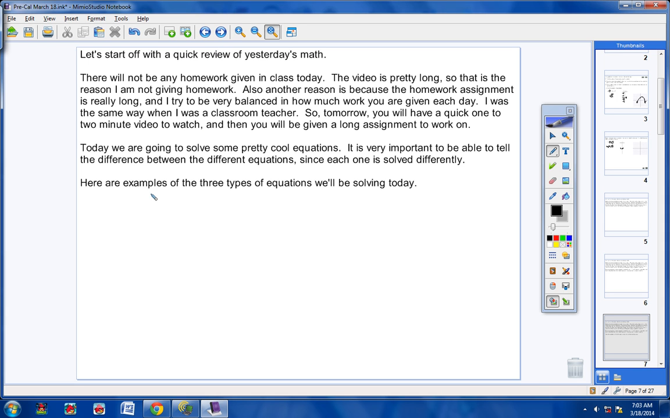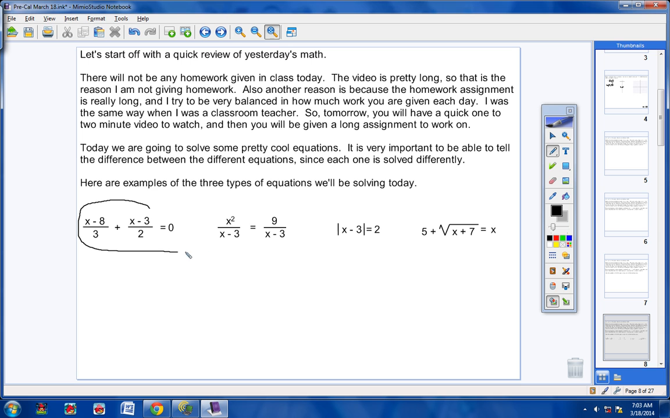So let me very quickly put up 3 examples of the types of equations we'll be solving today, okay? Go ahead and copy these down. These go together here when I say 3 examples, okay? Now, these 2 equations here, you take whatever notes you want to, okay? These are called rational equations.